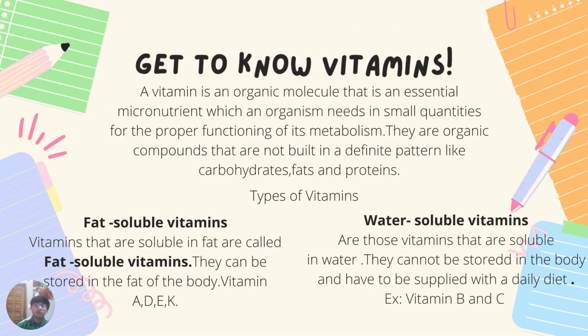Now let us get to know vitamins. A vitamin is an organic molecule that is an essential micronutrient which an organism needs in small quantities for the proper functioning of its metabolism. They are organic compounds that are not built in a definite pattern like carbohydrates, fats, and proteins. Now, there are mainly two types of vitamins. Those are the fat-soluble vitamins and the water-soluble vitamins.